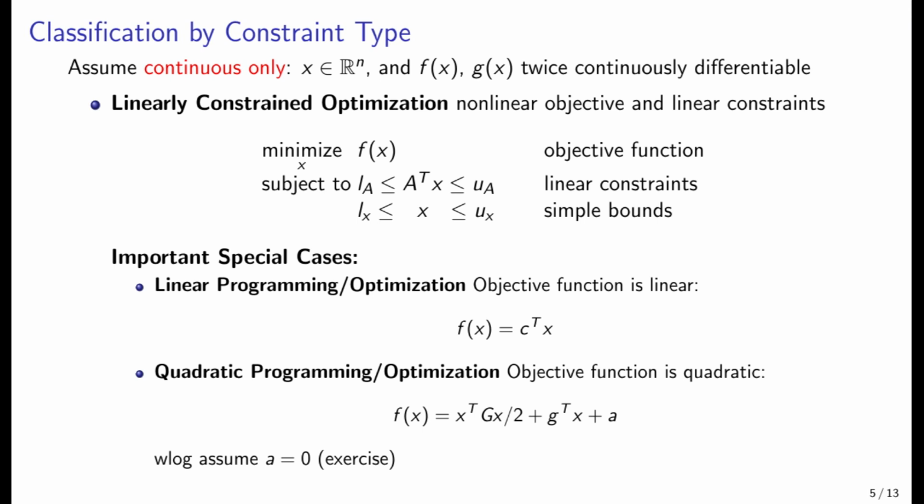Next up are linearly constrained optimization problems. So those are optimization problems that have a nonlinear objective, but linear or affine constraints. And then there are two important special cases, linear programming or linear optimization, and quadratic programming or quadratic optimization problems, that basically specify that the objective is either linear or quadratic. And without loss of generality, we can assume that the constant term in this quadratic function is 0. And again, we'll have a little exercise at the end for that.